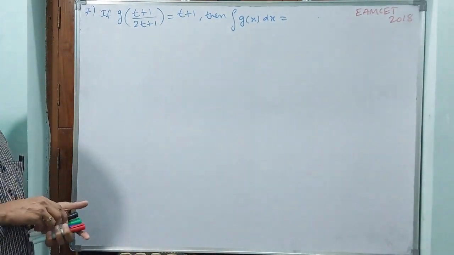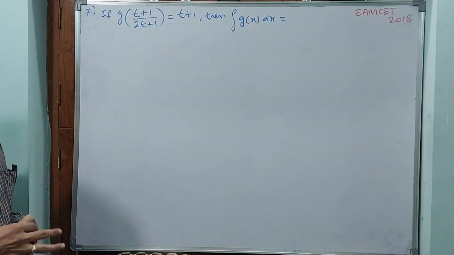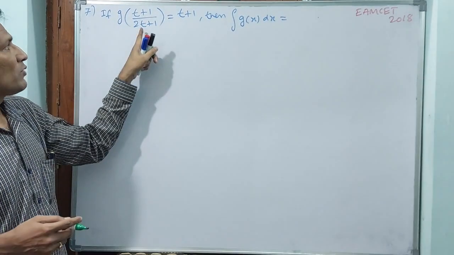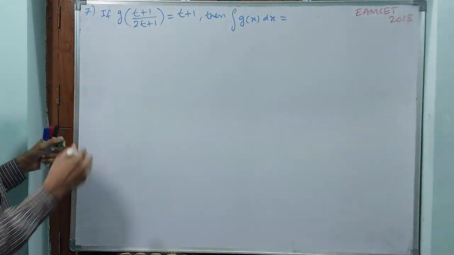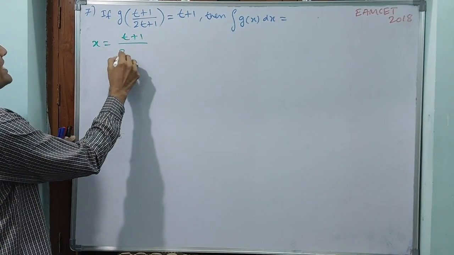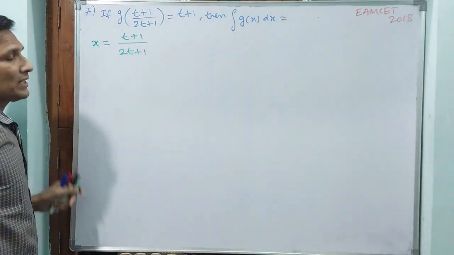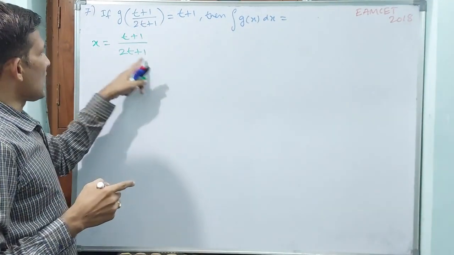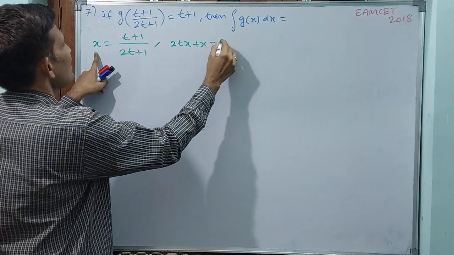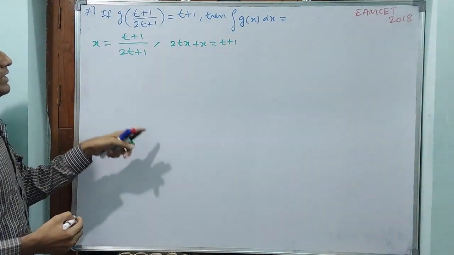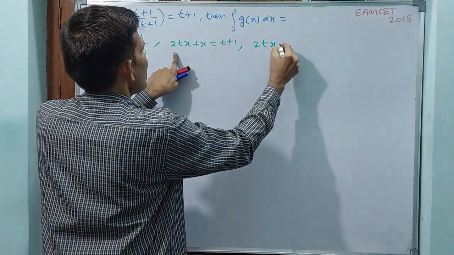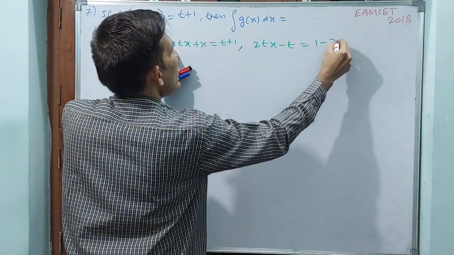You see here, we have to proceed some other way. See, anyway, finally g of x means we have to take this entire thing as x. We know very well. Then you take this as x. X is equal to (t plus 1) by (2t plus 1). Okay? Observe carefully what I am doing. I am sending this side, you see. 2tx plus x is equal to t plus 1. Okay? And you send t this side and x that side. 2tx minus t is equal to 1 minus x.